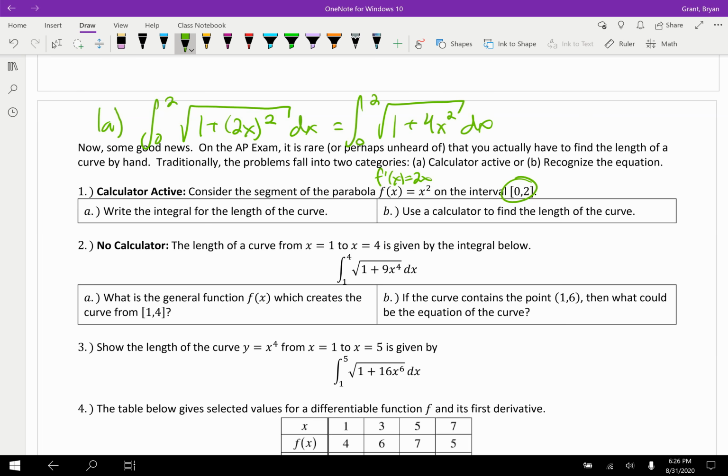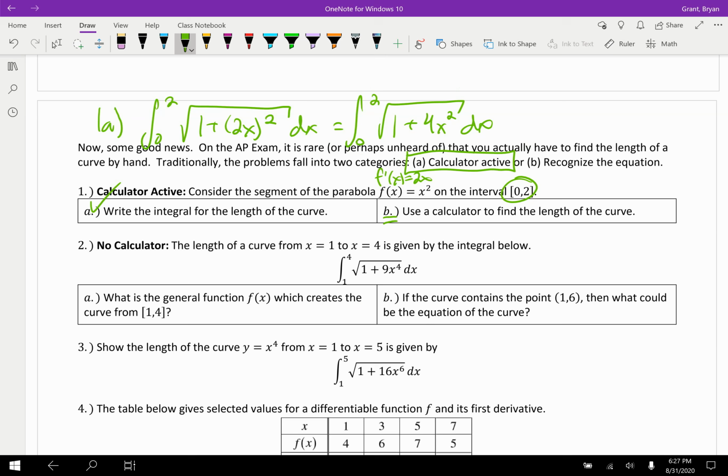This would be a pretty tricky problem to take the antiderivative of without something that's called a trig substitution, which you don't have to know, or a calculator. That takes care of A. B is all about the calculator. Literally type this into your calculator, you'll find your answer. Very exciting. Okay, that would fall under the category of a calculator active question.